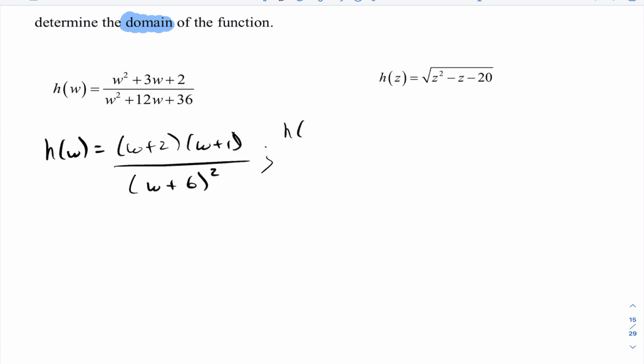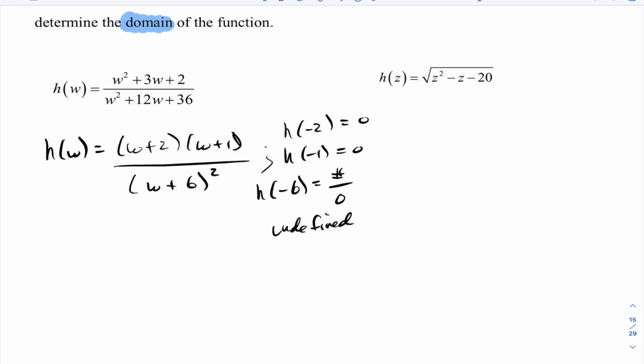Notice here that h at -2 and h at -1 are both equal to 0, and those are defined values, and that does not go outside of the domain of your function. However, if I evaluate this at -6, we end up getting here some number in the top and dividing by 0 in the bottom, and that's undefined. And because of that, you have to take that out of your domain. So the domain of this function here, h, is going to be the collection of all real numbers such that x is not equal to -6, and that's the only element that has to be taken out.